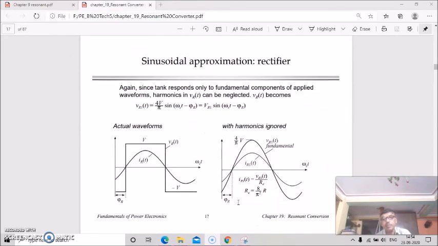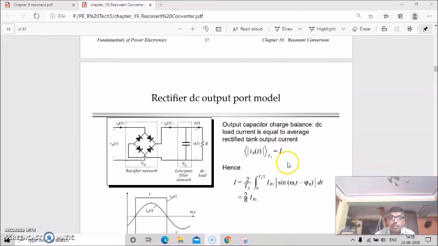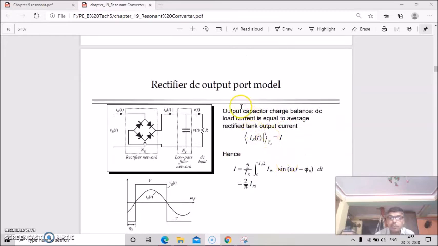Sinusoidal approximation of the rectifier: again, since the tank responds only to the fundamental components of applied waveforms, harmonics in vR(t) can be neglected, so vR(t) becomes like this. This is the actual waveform, a square wave, and this is with harmonics ignored, the vR(t) fundamental. And this is the rectifier DC output port model.